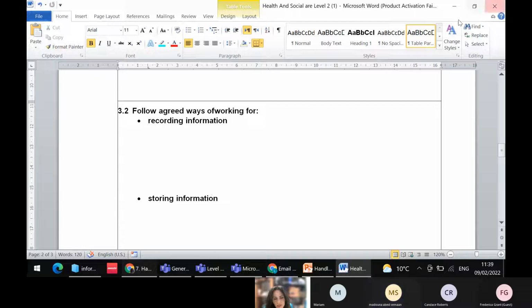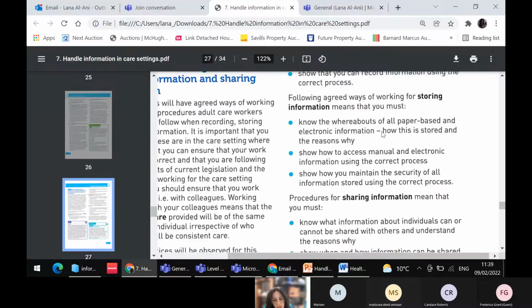Now, when you get to the second part where it says follow the agreed ways of working when storing the information, I just answer this. In my workplace, I follow the policy and procedure when storing information. I always know where all the papers are, paper-based, and if they're electronic, how they store them. Before that, I need to take a training, so I know all these, and I do it exactly like what the organization would want.